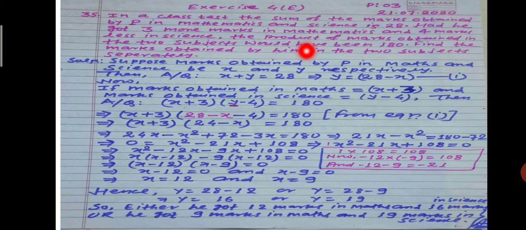Find the marks obtained by him in the two subjects separately. We have to find the marks obtained by P in mathematics and science separately. So let us suppose the marks obtained by P in maths and science be x and y, that is, marks obtained in maths be x and marks obtained in science be y respectively.